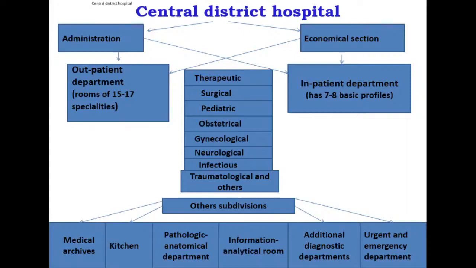There is an obligatory traumatological department and other subdivisions. Medical archive, which is in town. Kitchen, another name for the place where food is prepared, is called the pishy block. Pathological anatomical department, information analytic room, additional diagnostic department, urgent and emergency department. Not reanimation: reanimation is in town and in the Central District Hospital, but the urgent and emergency department is on the base of the Central District Hospital. That is why the structure of the Central Regional Hospital is very different from the town hospital, but by task it is more similar.